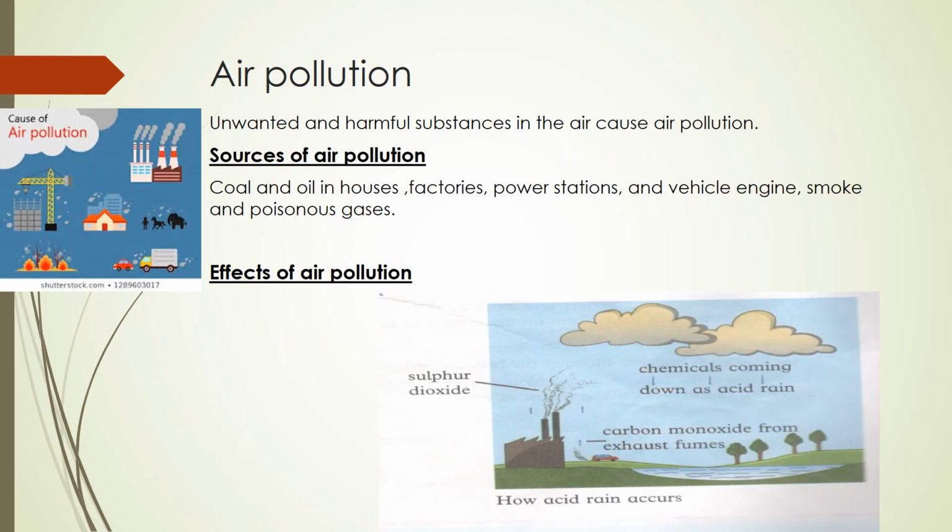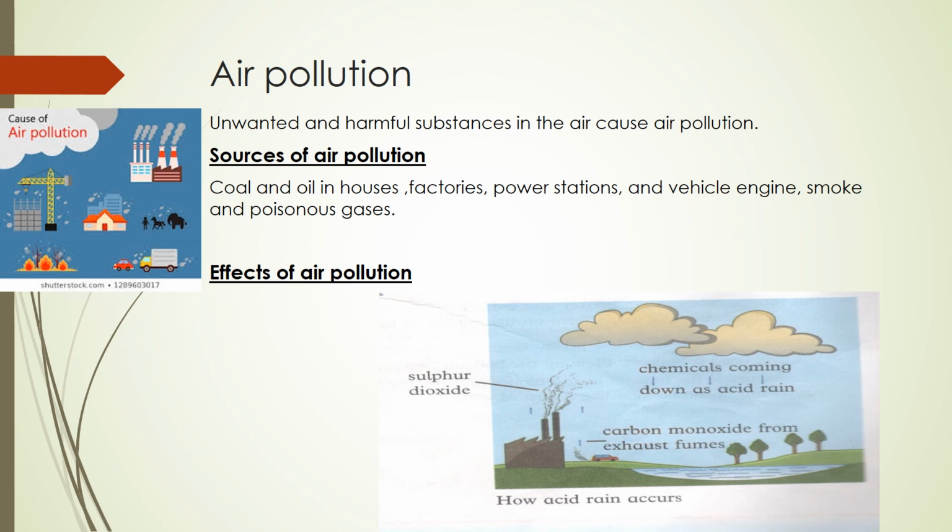The last topic is air pollution. You already know what is meant by air pollution. Unwanted and harmful substances in the air cause air pollution. The main source of air pollution is the burning of coal and oil in houses, factories, power stations, and vehicle engines. When burned, these fuels produce soot and smoke and a mixture of poisonous gases which are carried in the air for a long time.